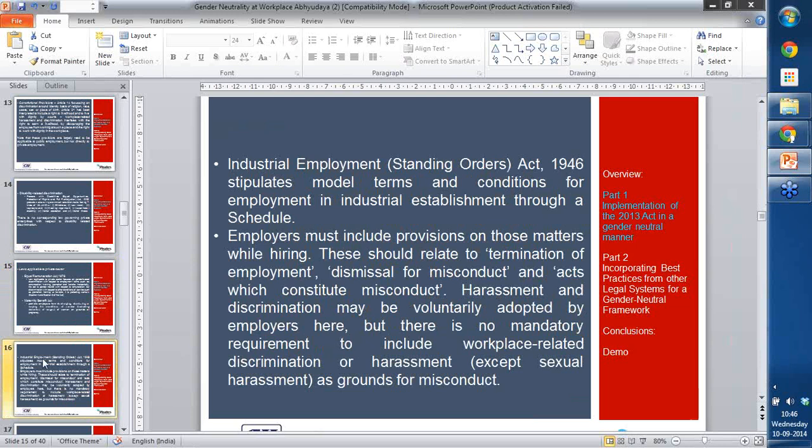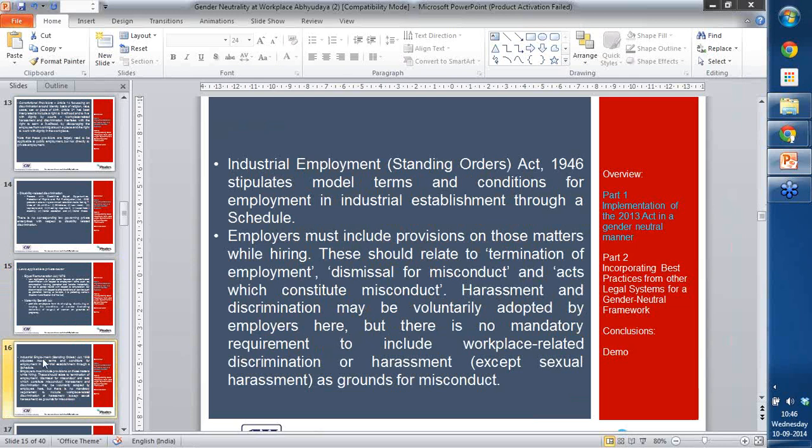The next aspect is the Standing Orders Act. This applies to industrial establishments. Typically, it is factories and places where a large number of employees are working. It will not apply to smaller organizations. There were questions of whether this applied to the outsourcing industry in Karnataka, and Karnataka had a state government exemption which stated that the outsourcing sector will not have to comply with the Standing Orders Act.